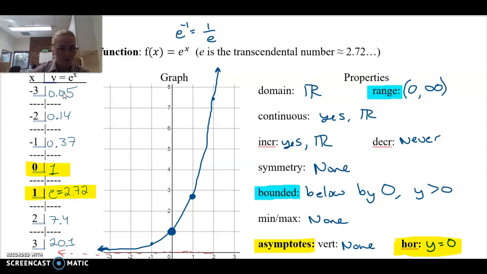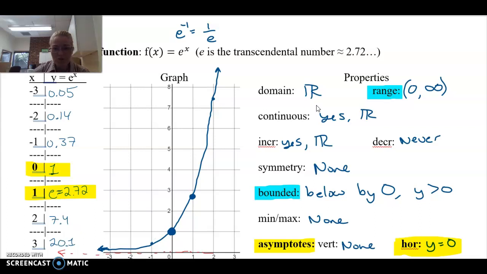I would not expect you to know these values without a calculator. I do expect you to know these two values without a calculator. If I were to ever quiz or test you on this function, I might give you these values already to help you plot it if you want, but I'd expect you to know these ones without a calculator.